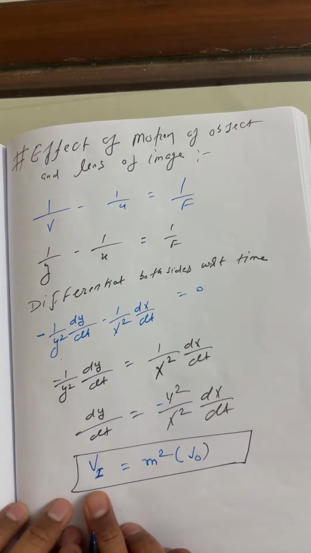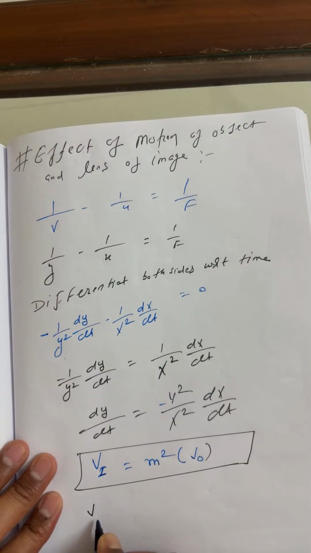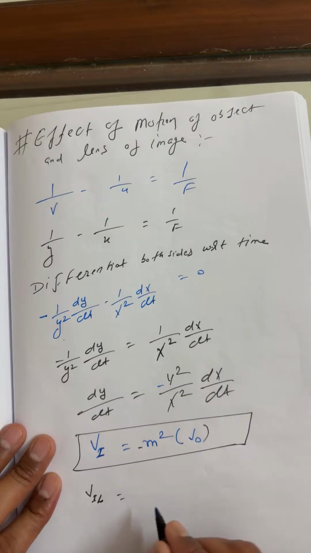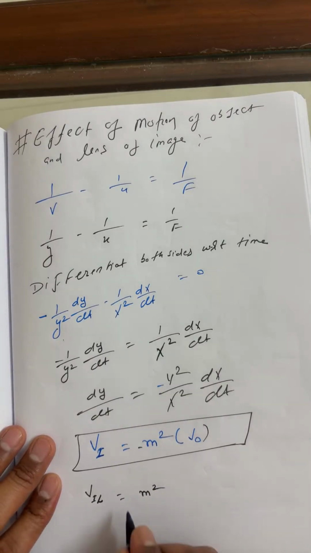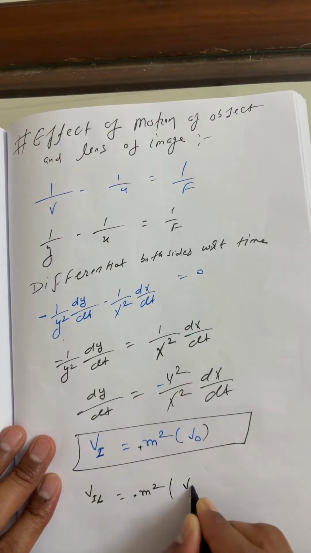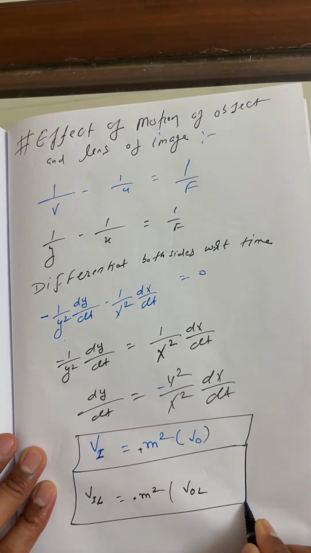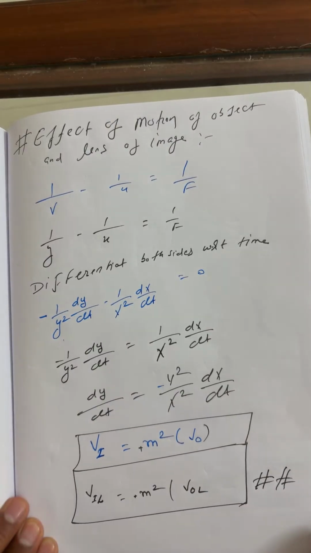So just keep this in your mind. Here I can apply the same thing which you previously applied. Velocity of image with respect to lens is equal to minus m square, you can say this magnification is positive here, so you can take positive, into velocity of object with respect to lens. So this is the golden formula which you can keep in your mind.